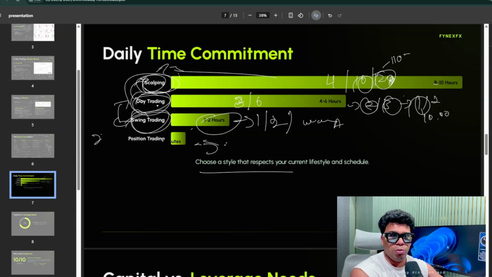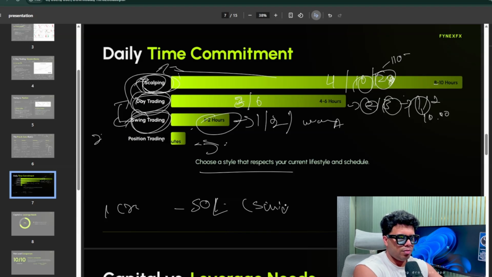At the same time, you must split your capital. For example, if you have 1 crore rupees, in 50 lakhs you can do swing trades. At the same time, with 40 lakhs you can do day trading, and just 10 lakhs for scalping, because scalping is a very tough thing. It's very risky, it's very stressful. That's why I prefer to avoid scalping.